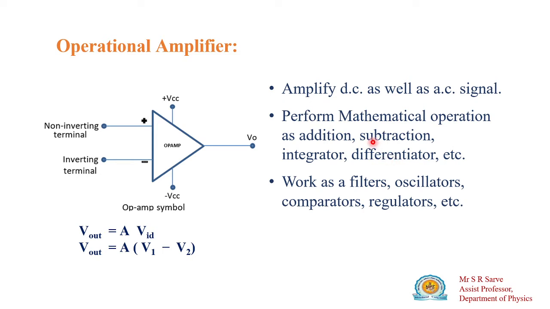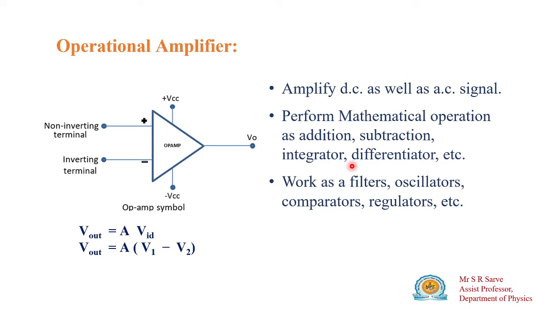Some years ago, we did not have digital communication or digital computers; there were analog computers. At that time, the operations of addition, subtraction, and integration were performed using operational amplifiers. Hence it is known as an operational amplifier. These operational amplifiers can also act as filters, low pass filter, band pass filter. They can act as oscillators, comparators, regulators, which we are going to learn.